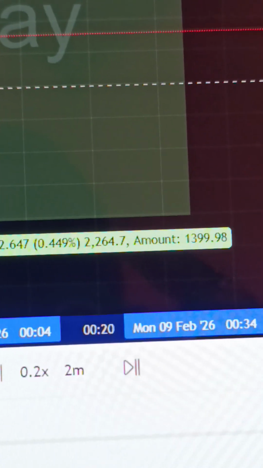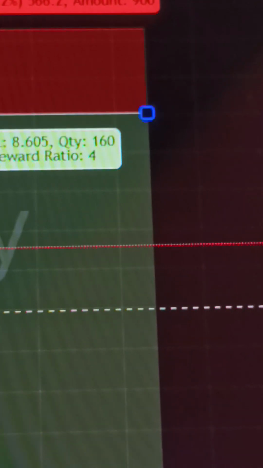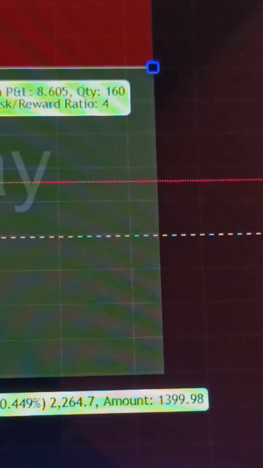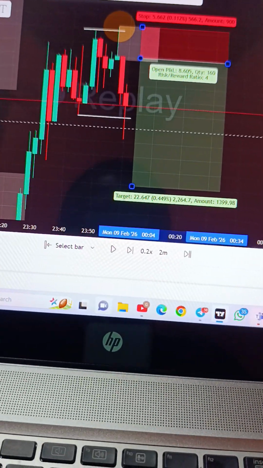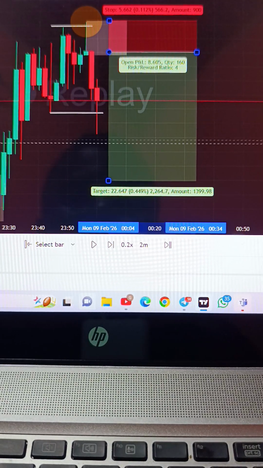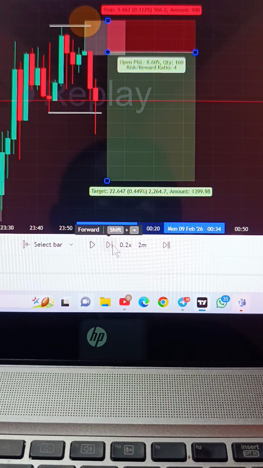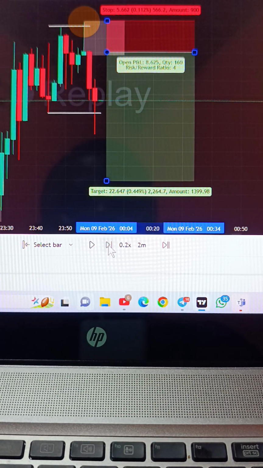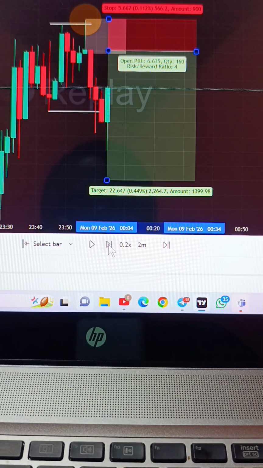So that is the risk to reward. The risk to reward ratio is 4. So whichever amount we are going to risk on this trade, we expect to make 4 times. So let's see how price behaves. Let me forward price action. Okay, and we can see that.